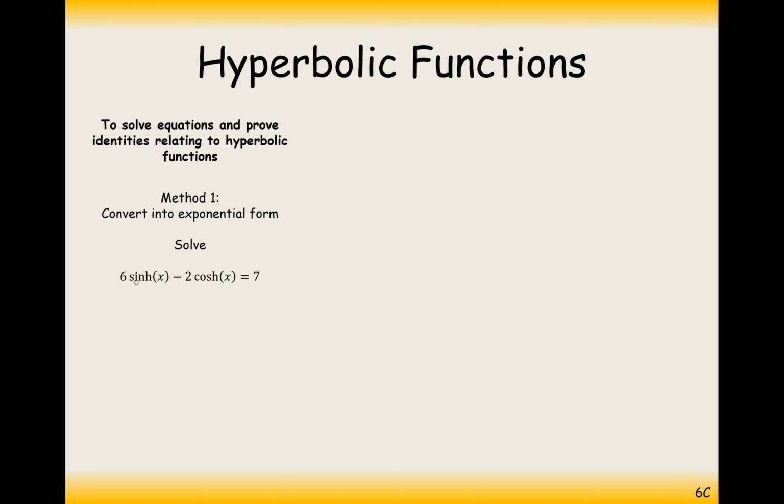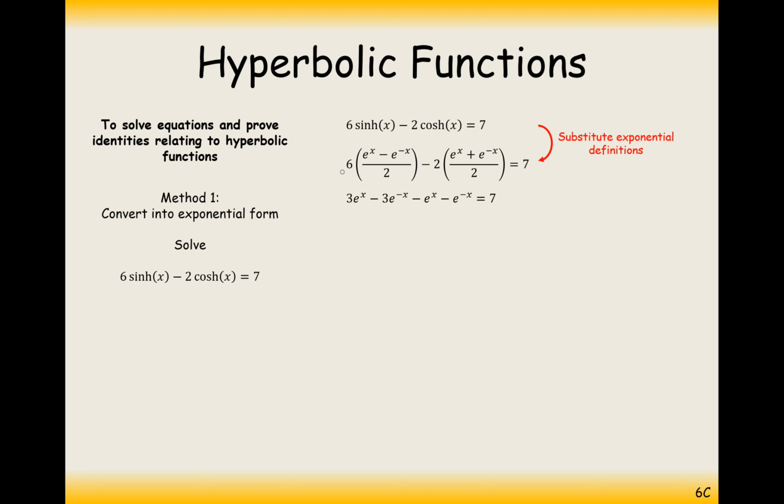The question is 6 sinh x minus 2 cosh x equals 7. The first thing we'll do then is we'll turn it into exponential form. So substituting the exponential definitions, sinh is this one here, cosh is this one here. Let's just tidy it up by simplifying the coefficients at the front and the divisors of 2 inside the definitions.